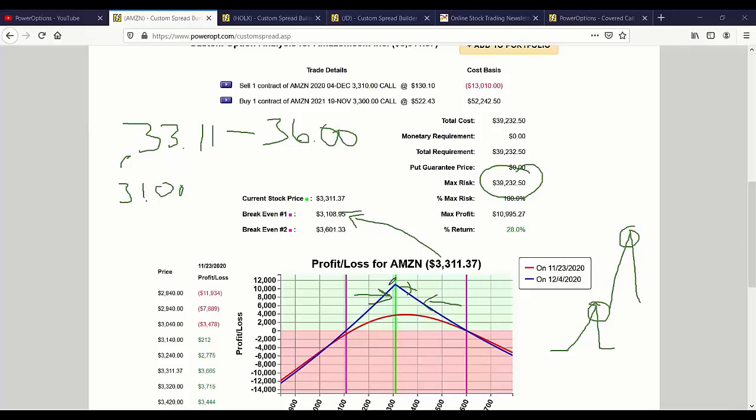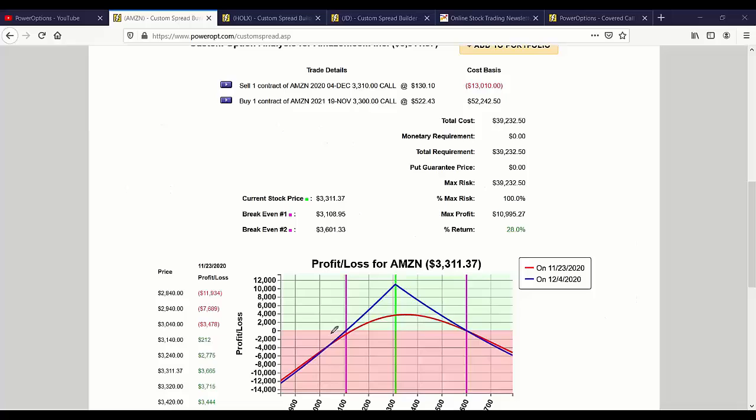At the same time, if it falls, this one expires worthless, and no, my long option's not going to drop by $100 in that case. But this is not the structure that I like. It's very neutral, and these are not that big percentages away from the current stock price to see movement.